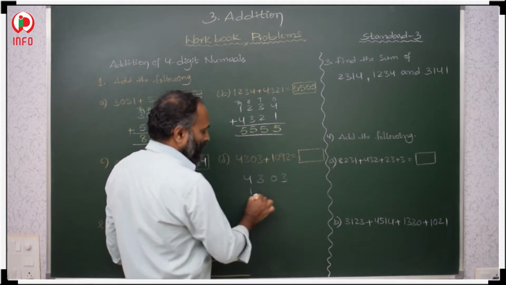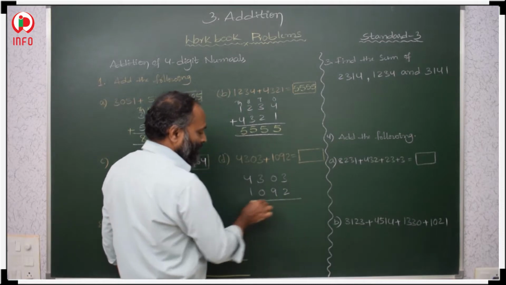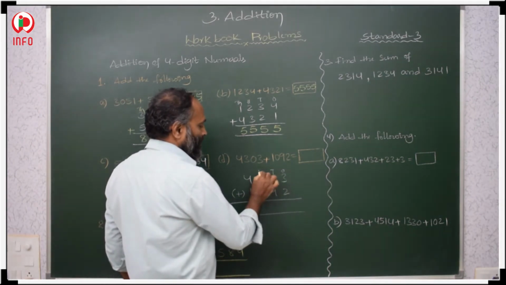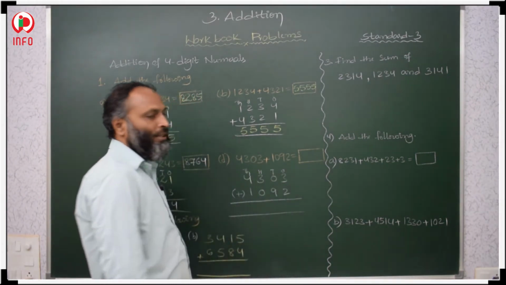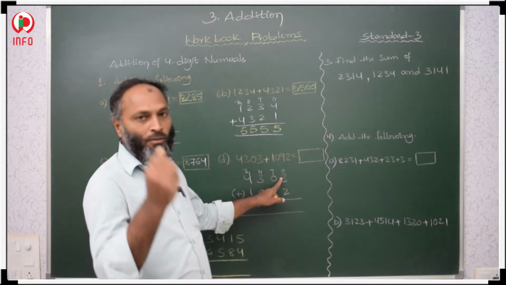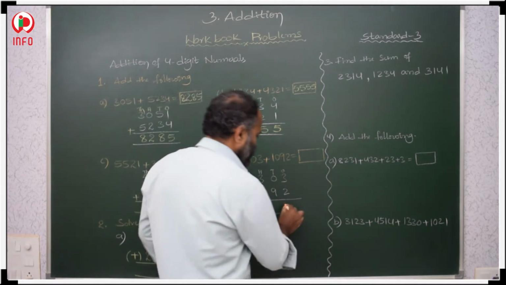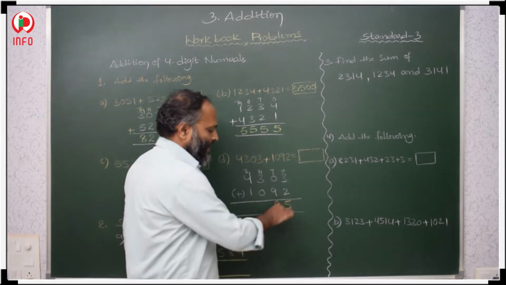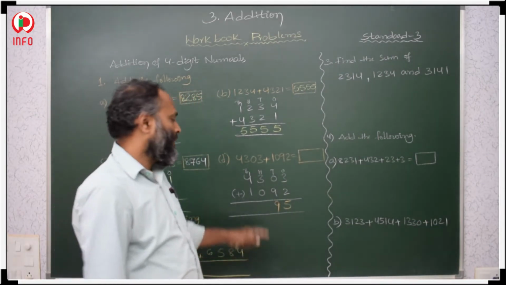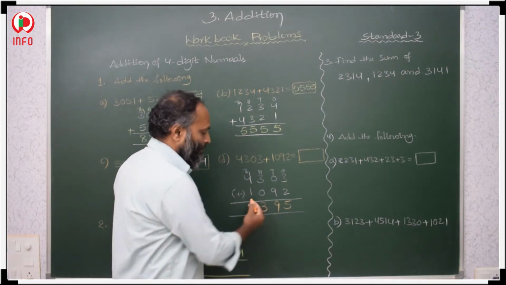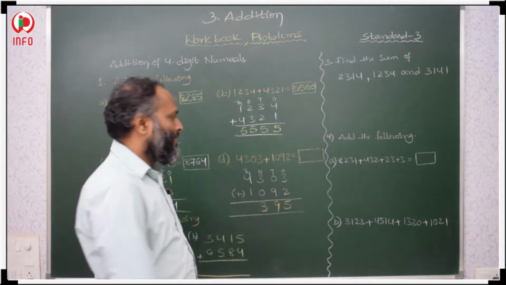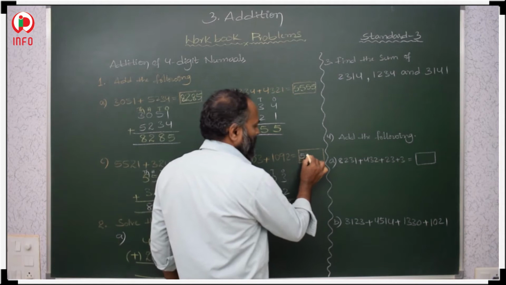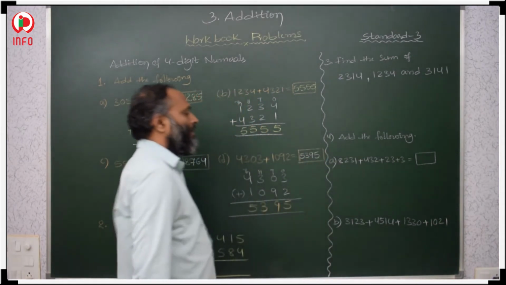Next, this one. 4303, 1092. Here these are ones place, tens place, hundreds place, thousands place. 3 plus 2, 3, 4, 5. Next, 0 plus 9 is 9 only. Whatever number is added with 0, the same number we will get. Here also 3 plus 0 is 3 only. 4 plus 1 is 5. 5395. This is our answer.